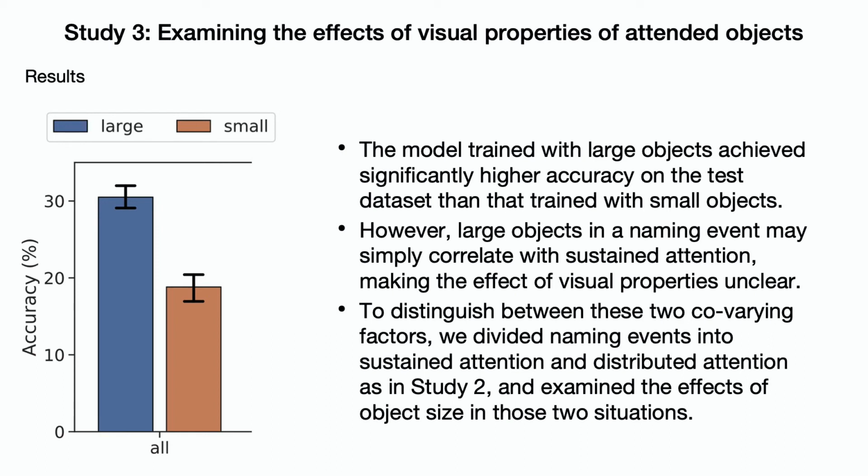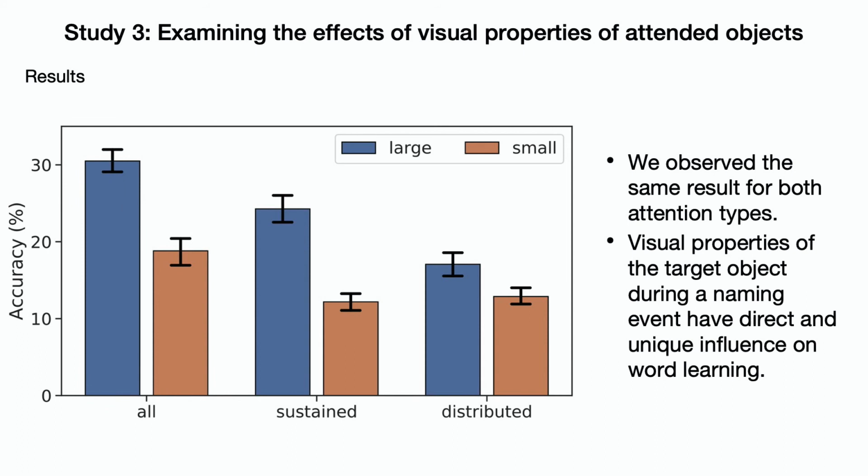However, we have a concern. The large object in a naming event may simply correlate with sustained attention in study 2, making the effect of visual properties unclear. Therefore, to distinguish these 2 covariant factors, we divided naming events into sustained attention and distributed attention as in study 2, and we did that for each of the large and small sets. And here are the results. Fortunately, we observed the same results for both attention types. This means that the visual properties of the target object indeed have a direct and unique influence on word learning.